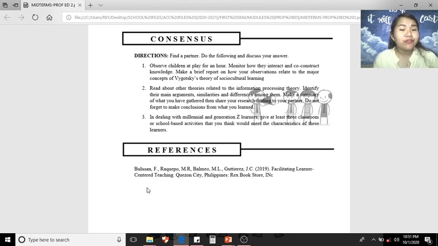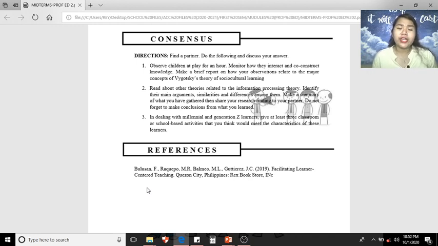Okay, make a brief report on how your observations relate to the major concepts of Vygotsky's theory of social-cultural learning. Remember, di ba? Social interaction plays a significant role in learning. So, itong pakikipaglaro ng mga bata sa iba ng mga bata, ano yung nagiging role nito? Paano sila nakikipag-interact sa mga bata para sila ay matuto? At itong observation mo doon sa mga batang naglalaro, paano siya ma-relate doon sa concepts ni Vygotsky sa social-cultural learning? Nakuha? So, you make a brief report.